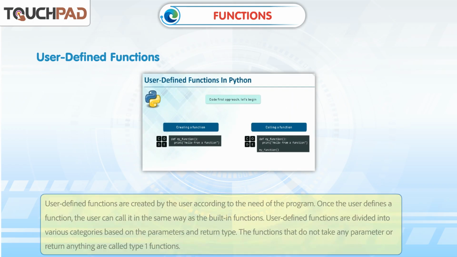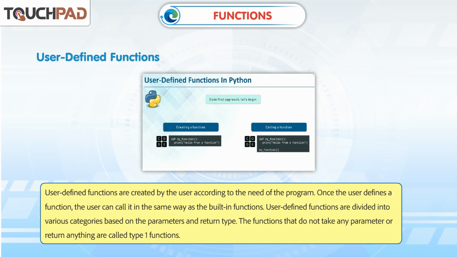User-defined functions. User-defined functions are created by the user according to the need of the program. Once the user defines a function, the user can call it in the same way as the built-in functions. User-defined functions are divided into various categories based on the parameters and return type.